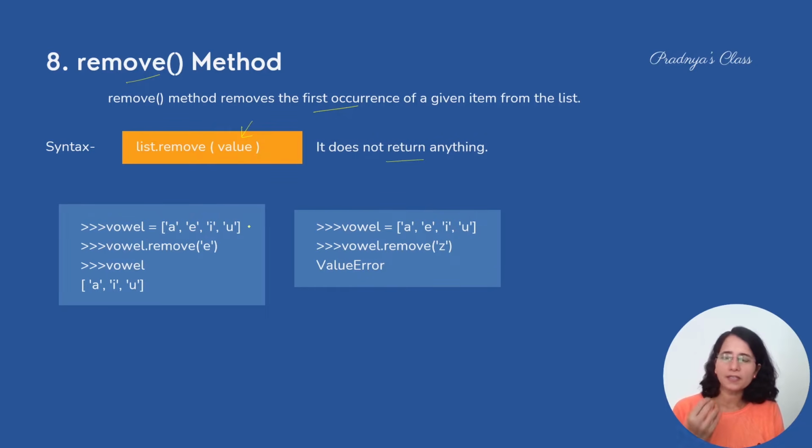So let's consider the same example. Here is a list of vowels. Now I have to remove one element from the list, so I have mentioned E here. So when you will print it, you will get the list with the removed item. If we are mentioning the element with the remove method which is not present in the list, then you will get the exception value error.